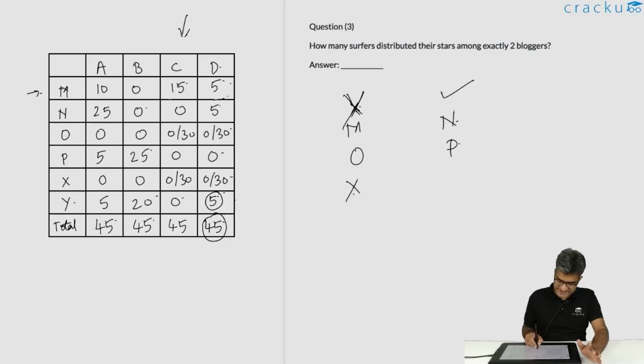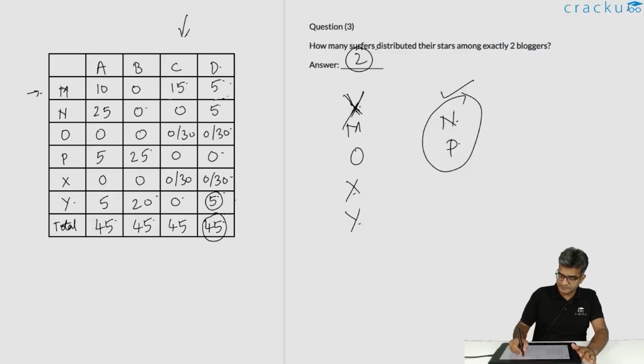That is not X, because X gave all of his stars to only 1 blogger. It is either C or D. And that is not Y, because Y gave his stars to 3 bloggers, A, B and D. So the correct answer is 2 bloggers, and they will be N and P.